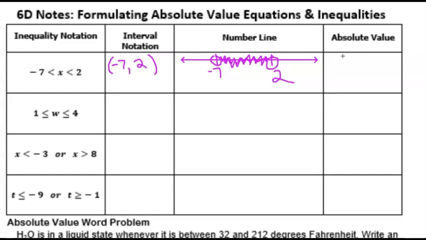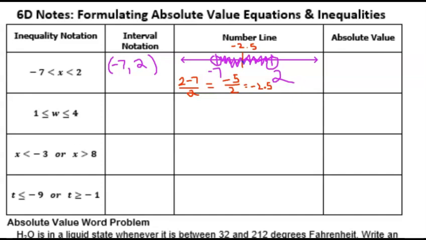Now, to find the absolute value inequality that goes with this, we want to find the midpoint first. To find the midpoint, we're going to add the two endpoints together and divide by 2 because there's two things here. So we have 2 minus 7 all over 2. That's going to give you -5 over 2. And that's going to be -2.5. That's our midpoint.